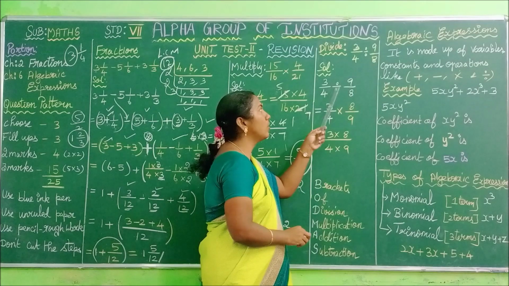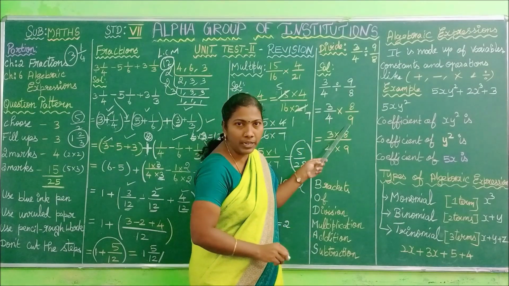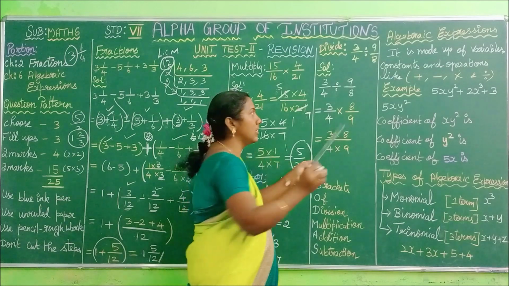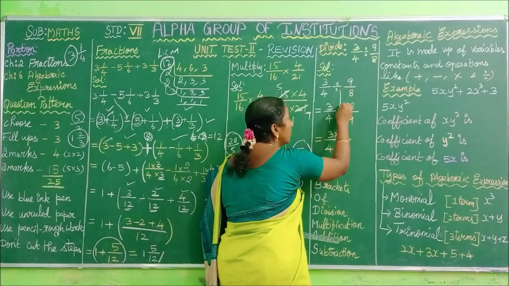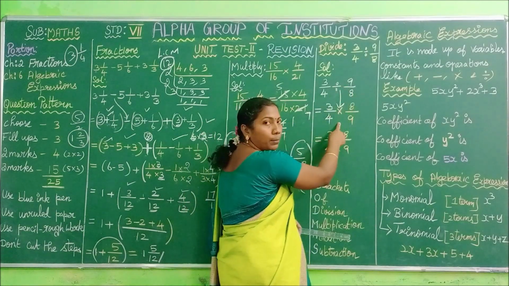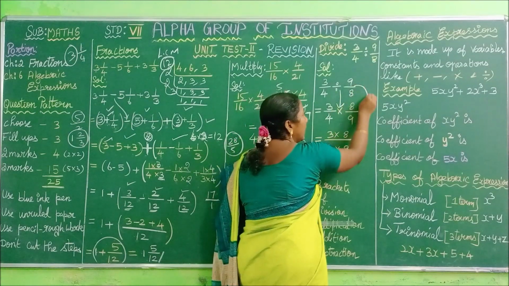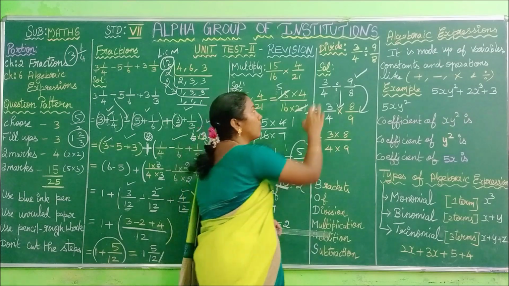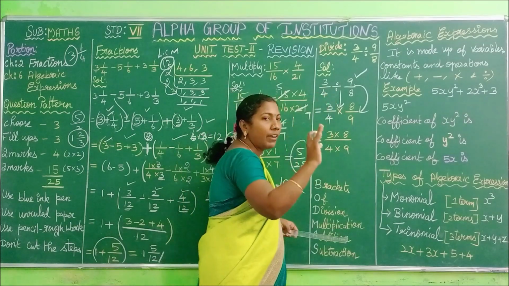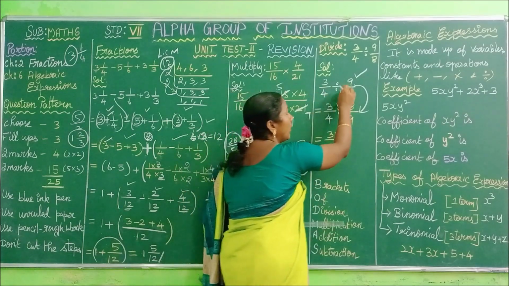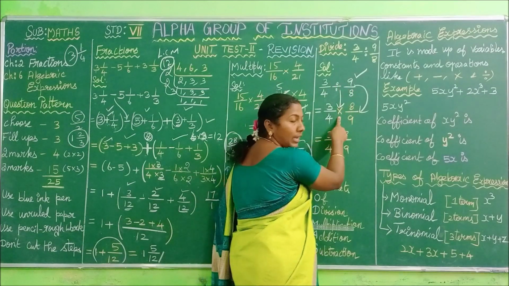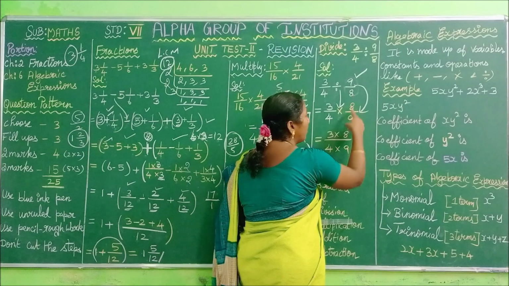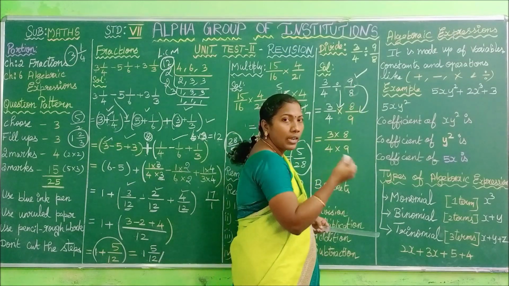The condition for changing this divide symbol into a multiplication symbol is that you have to take the reciprocal of the second fraction. See here, children, now I have changed this divide symbol into a multiplication symbol by taking the reciprocal of this second fraction. Okay, don't take the reciprocal of the first fraction. It is the dividend, so keep it as it is. So 8 by 9. Reciprocal of 9 by 8 is 8 by 9.